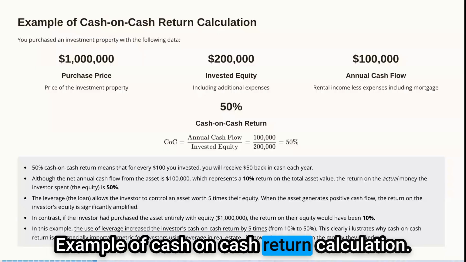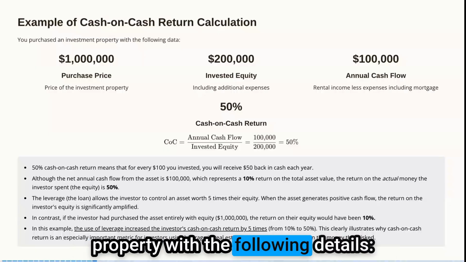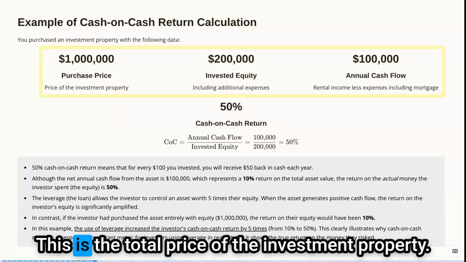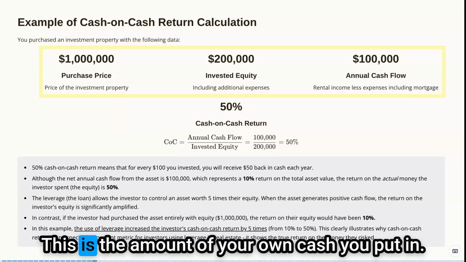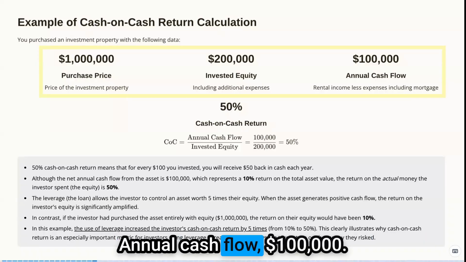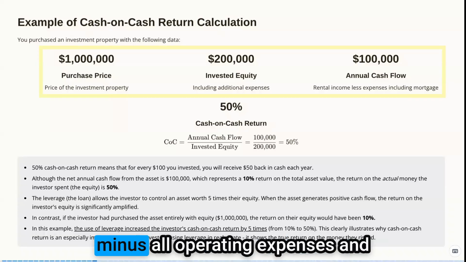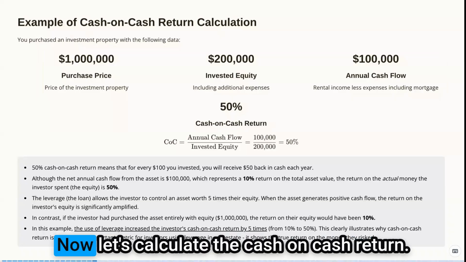Example of cash-on-cash return calculation. Let's say you purchased an investment property with the following details. Purchase price, $1 million. This is the total price of the investment property. Invested equity, $200,000. This is the amount of your own cash you put in. Annual cash flow, $100,000. This is the rental income you receive minus all operating expenses and mortgage payments for the year. Now let's calculate the cash-on-cash return.